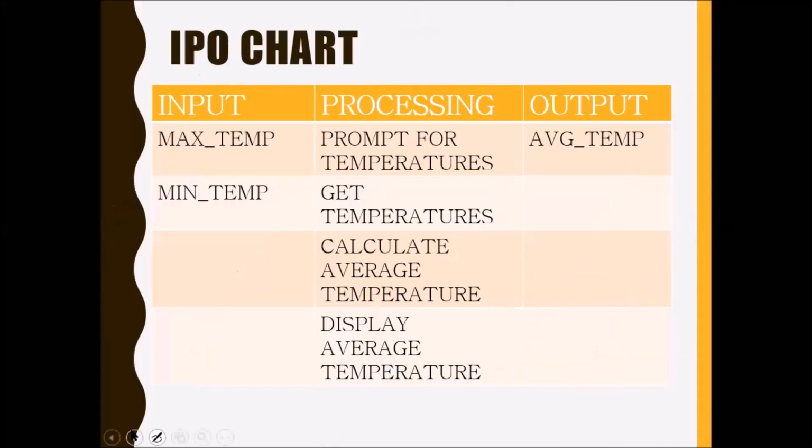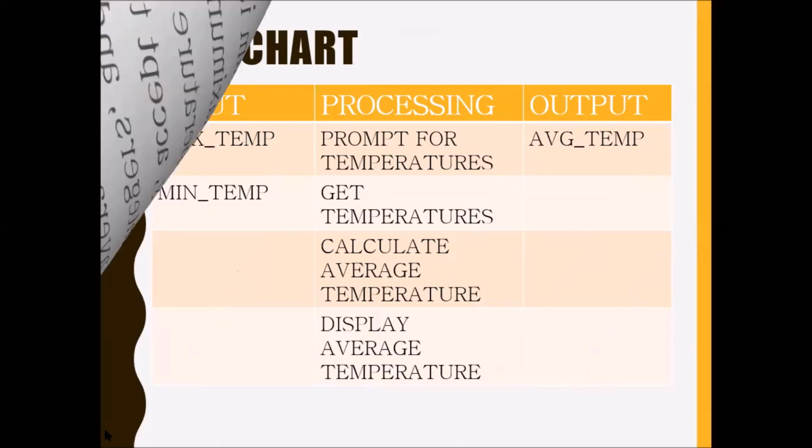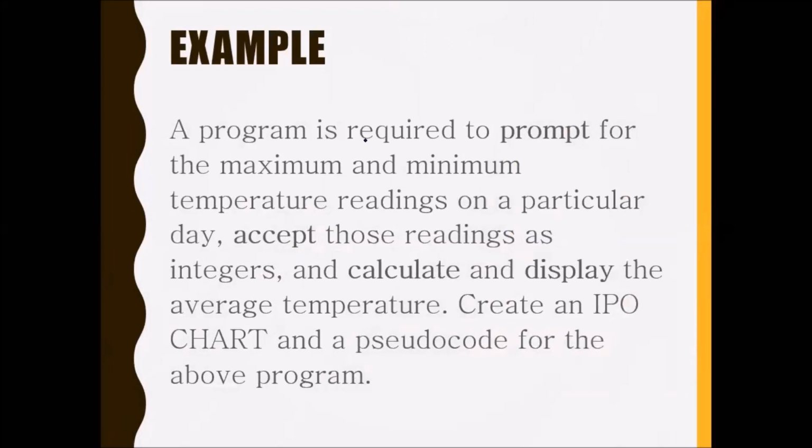All right. So here we have the IPO chart. So what do we want from the user? That will come under input. So here we want the maximum temperature and the minimum temperature. Let's go back. See? It says it's required to prompt. Once it's a prompt, it means that we are going to ask the user for it or use the word input. So that's this part.